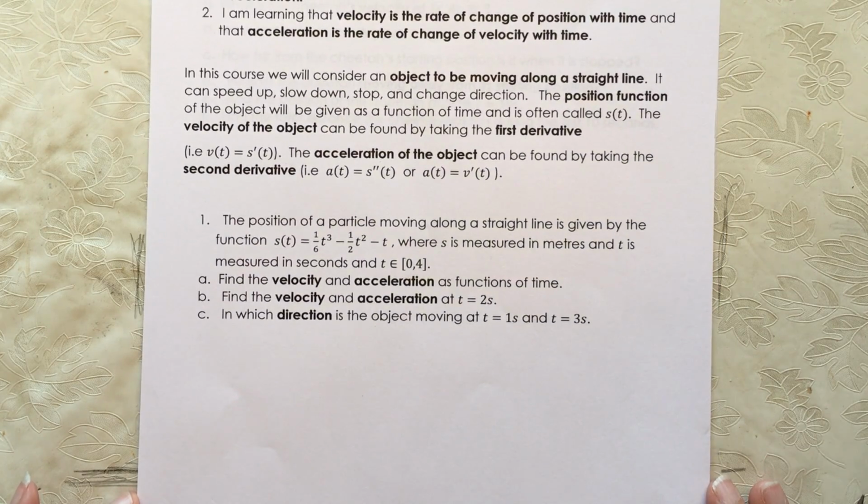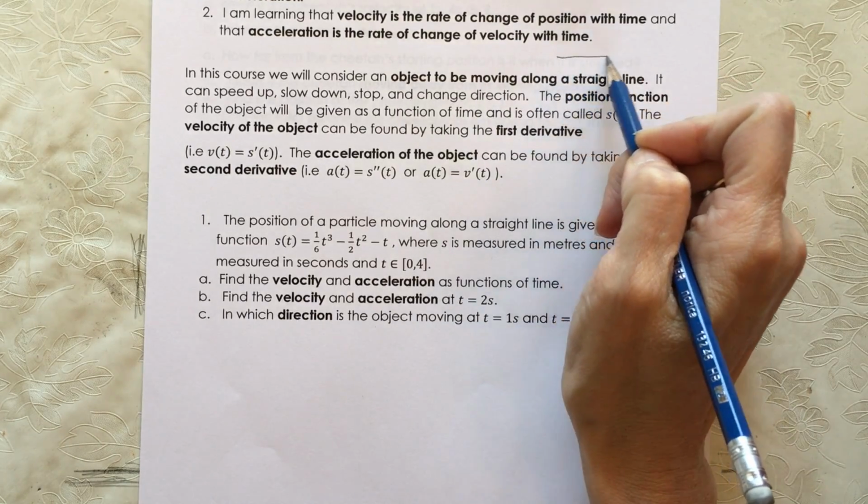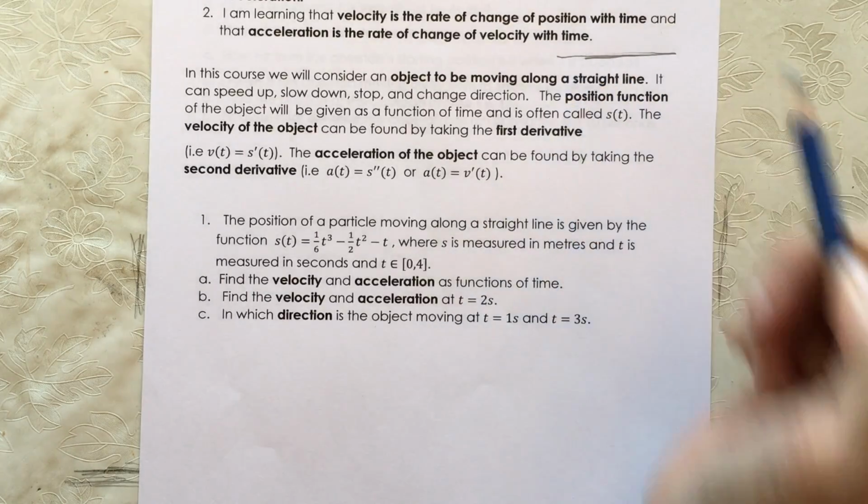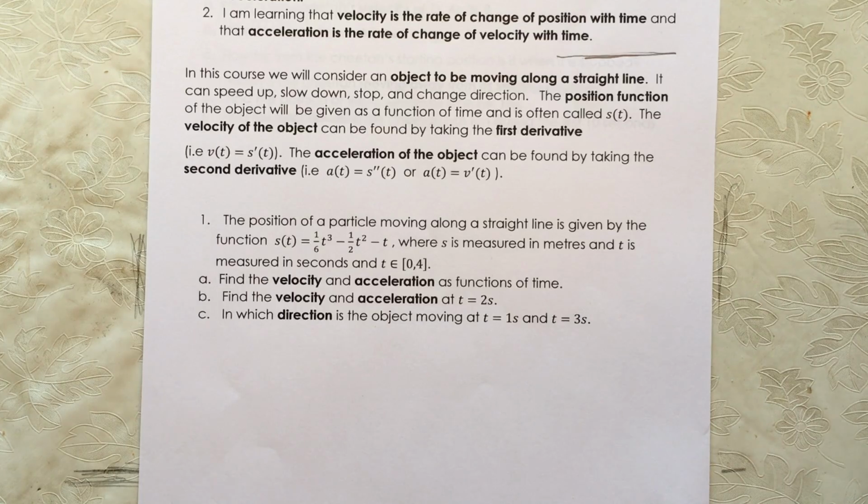In this course, we will consider an object to be moving along a straight line only. So the questions will be pretty straightforward. It can speed up or slow down, it could stop, it could change direction, but it's all taking place up and down a straight line. And I usually think about that straight line being a horizontal straight line. So we can go forwards, backwards, forwards further, but it's always along a straight line.